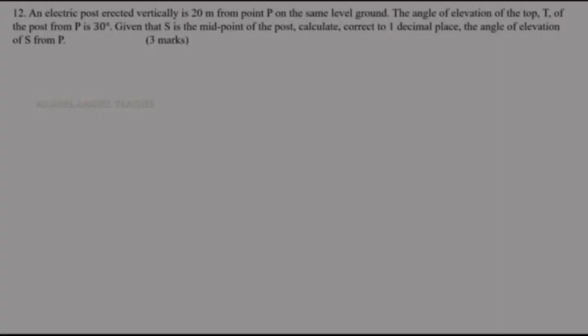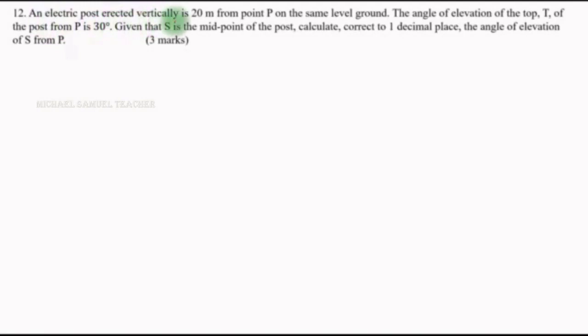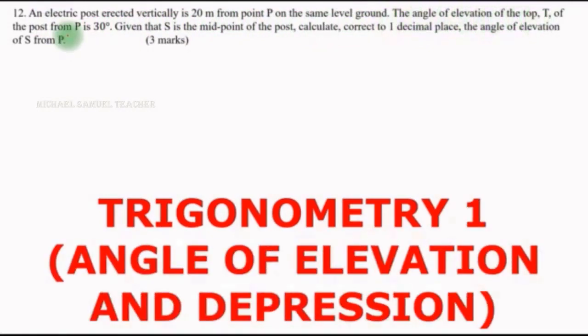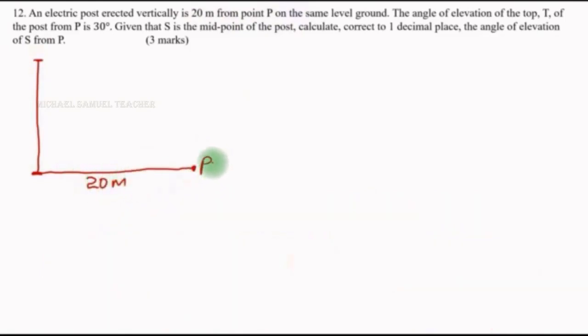Next, question 12. An electric post erected vertically is 20 meters from point P on the same level ground. The angle of elevation of the top T of the post from P is 30 degrees. Given that S is the midpoint of the post, calculate, correct to 1 decimal place, the angle of elevation of S from P. Now we have an electric post which is erected vertically. So let me draw this to represent the electric post, and then it is 20 meters from point P on the level ground.